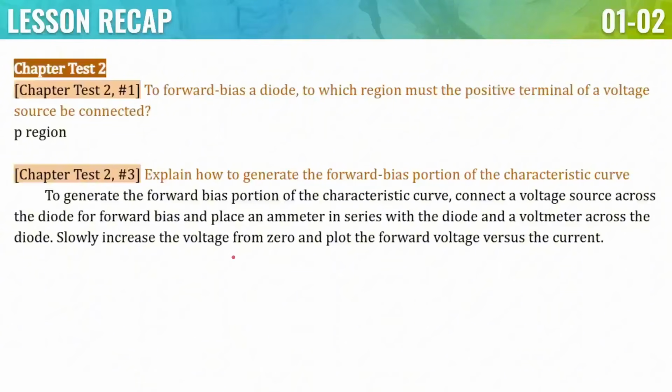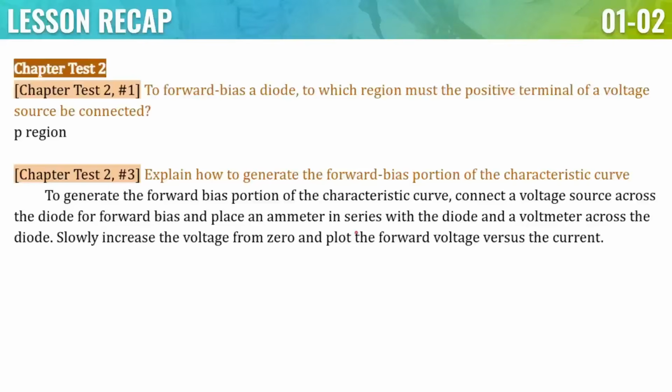So to generate the forward bias portion of the characteristic curve, connect a voltage source across the diode for forward bias and place an ammeter in series with the diode and a voltmeter across the diode. So if this is our diode, we place it in series with an ammeter. This configuration tells us that current is measured in the circuit itself. So whatever current is flowing through the other elements like the resistor is also the same current flowing through the diode.